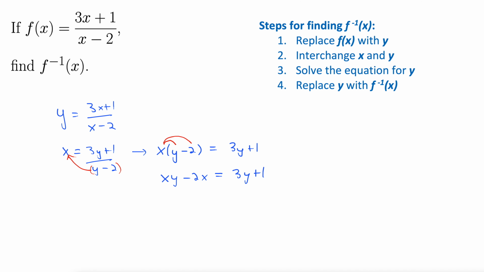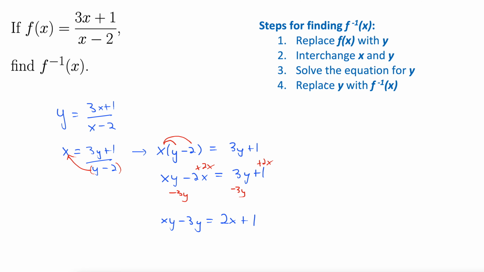The next crucial thing you have to do here is get everything with a y in it on one side and everything else on the other. So I'm going to get every term that includes a y on the left side of the equal sign, everything else on the right. Okay, so let's see here. We have to subtract 3y from both sides to do that. And then I want to get rid of this negative 2x, so I'm going to add this 2x to both sides over here. Okay, so cleaning that up gives xy minus 3y equals 2x plus 1.